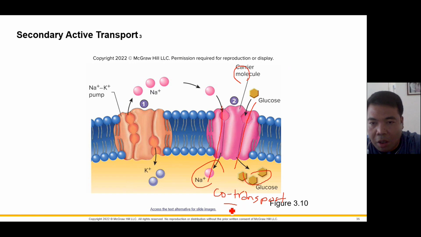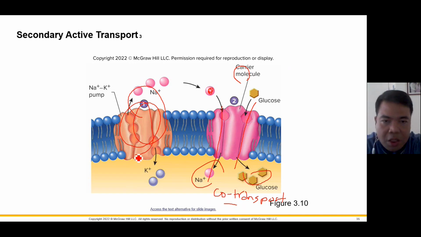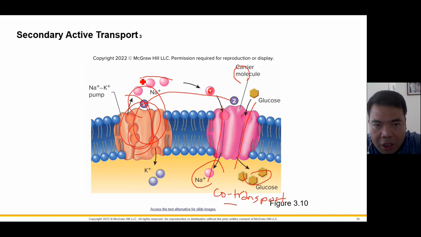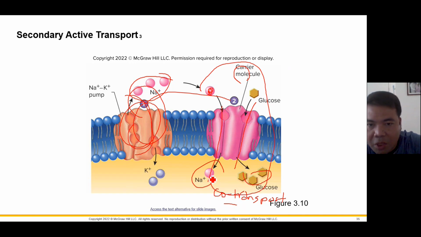Now, the question is, to be able to transport glucose inside the cell, nag-require ba ng ATP? Hindi. Hindi gumamit ng ATP. Because this transport mechanism is working because of the sodium concentration gradient that has been previously established by the primary active transport, which is your sodium-potassium exchange pump. So therefore, if this is the primary active transport, anong tawag mo dito? Naggumagana lang siya because of the gradient that has been established for sodium. This is considered a secondary active transport.